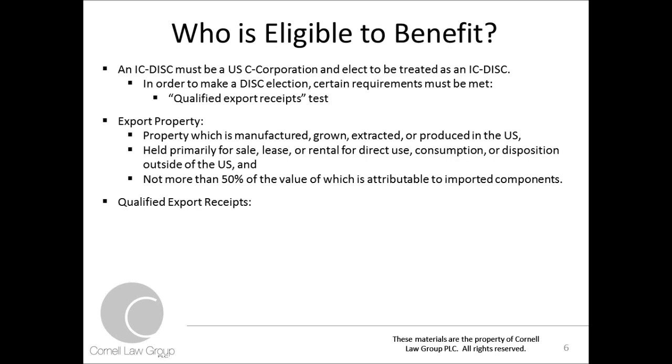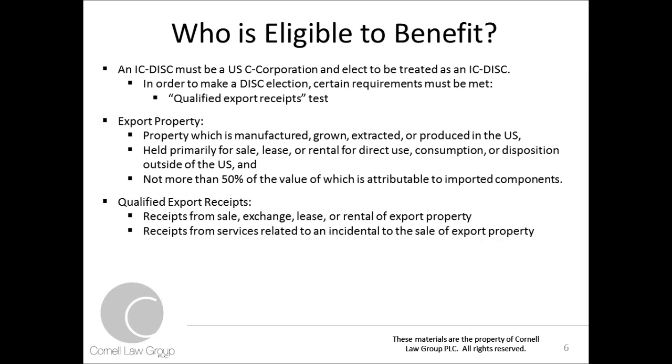So next, qualified export receipts include a few things, but the main one is simply sales or rentals of this export property. So this could be a Miley Cyrus poster that's made in the U.S. and sold ultimately to foreign customers, either directly or through an intermediary.